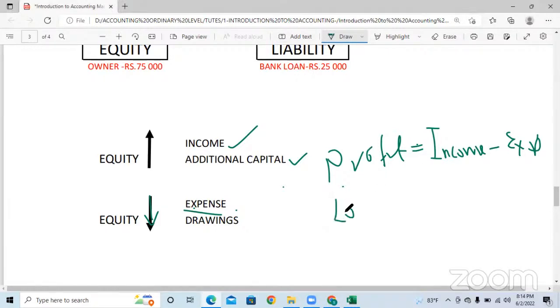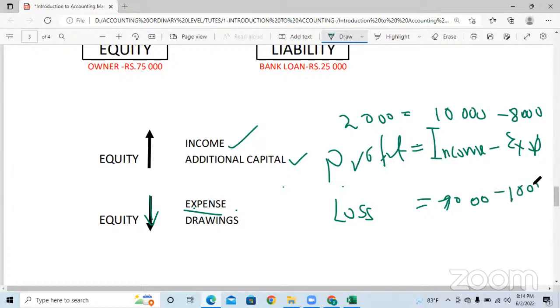Guys, then loss, if it's a loss, what is higher? Now, an example for profit is 10,000 minus 8,000. You have a profit of 2,000. If it's a loss, your expense will be higher than your income. Example, 7,000 is your income, but your expense is 10,000. Then we call it a loss.